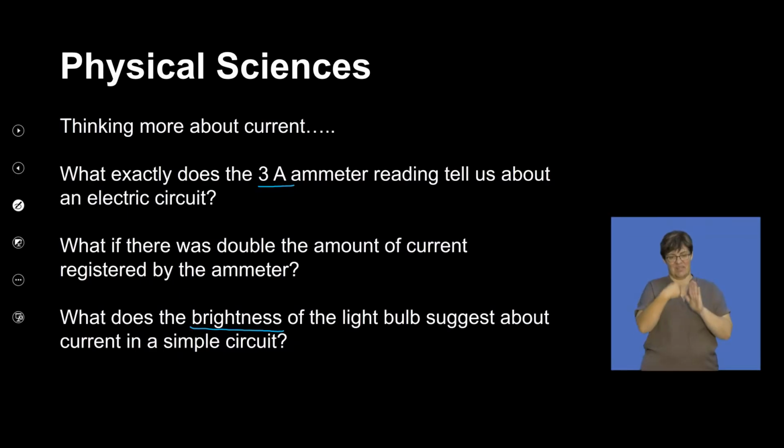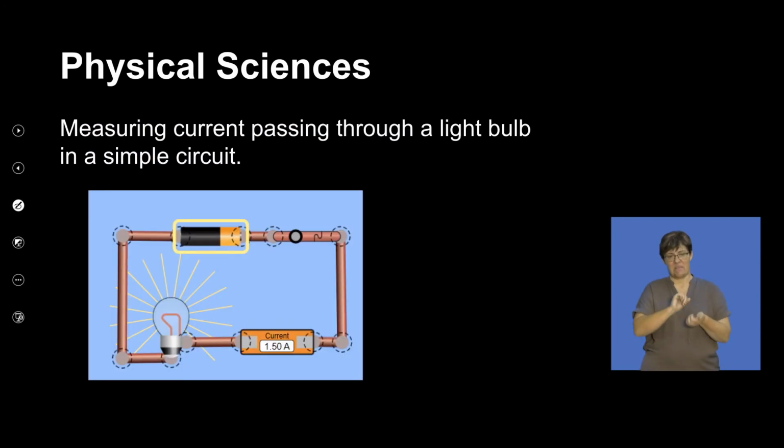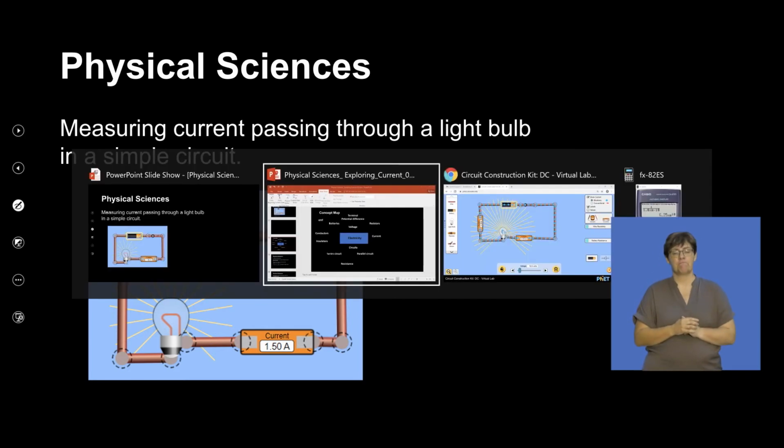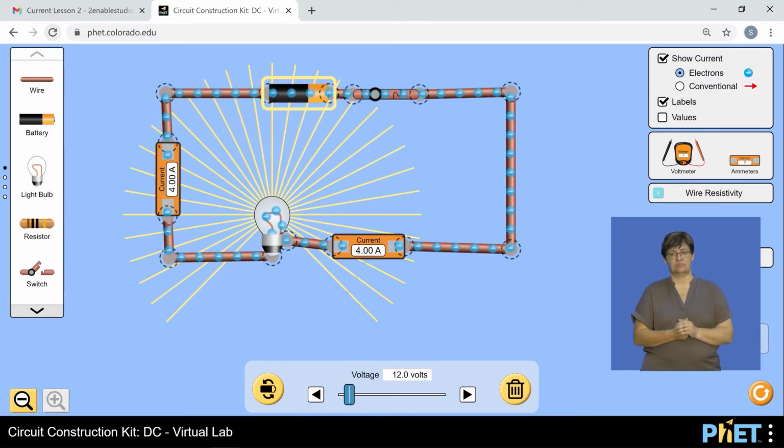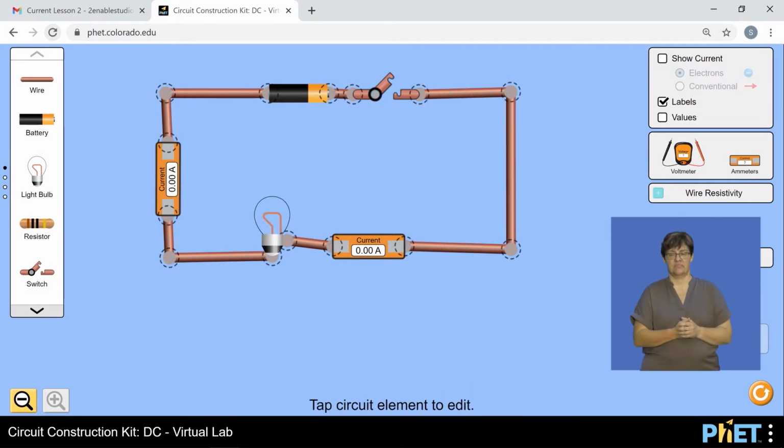So these are some of the thinking points that you have to actually consider, just to guide us for the purpose of our discussion. Now we want to measure the current passing through a simple circuit where we connect a light bulb, okay? Now, if we go back to our simulation, we will get something of this sort, okay? Now, I'll break that circuit just for us to actually measure the current, okay?